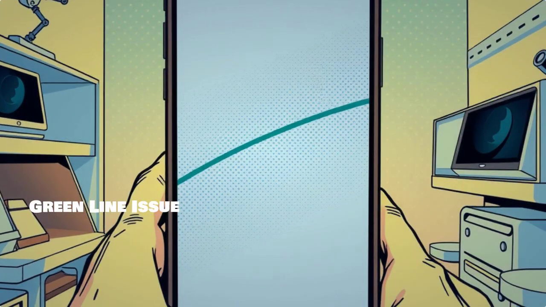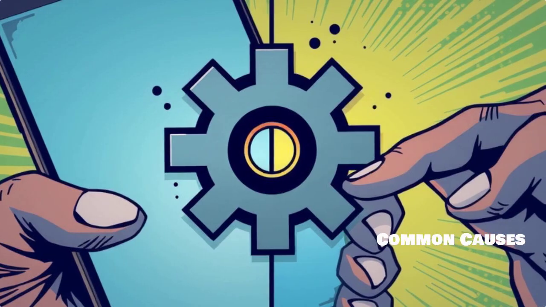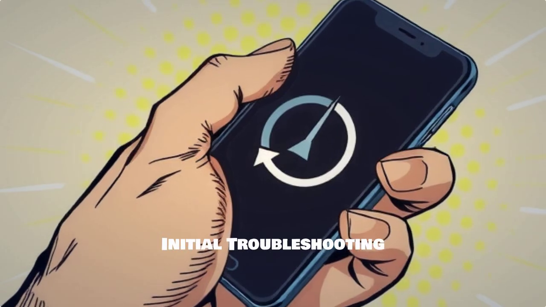Today, we're tackling a common issue that many phone users face, the dreaded green line on your screen. Let's get started. The green line could be attributed to a few factors, either hardware glitches or software bugs. Let's explore these causes.